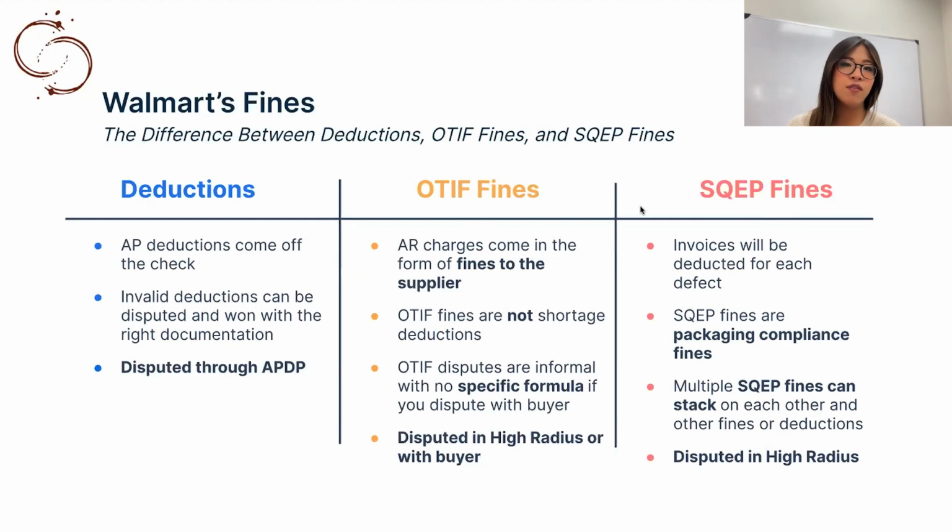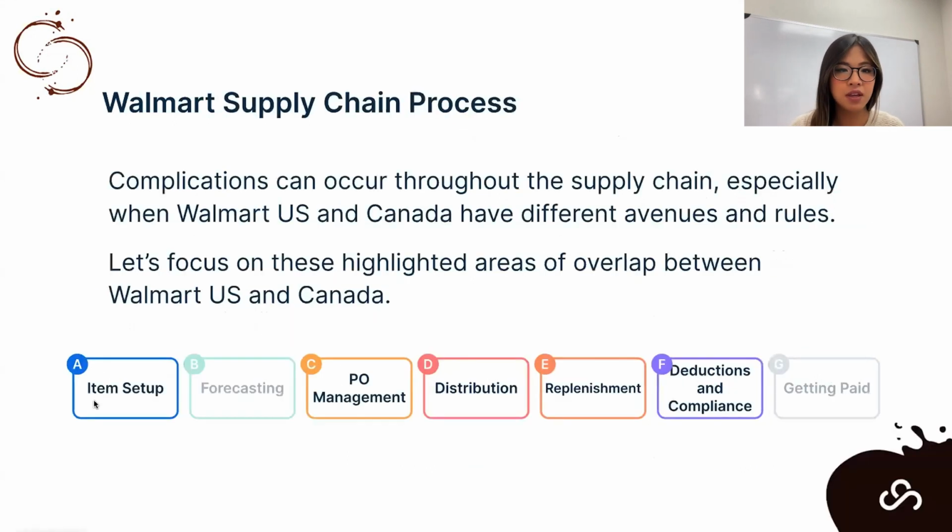Now, where OTIF fines and SQEP fines can sometimes get the lines a little bit blurred with deductions is because with these fines, Walmart will invoice you. If you don't pay that invoice, they'll automatically deduct it off of a future check, and so it looks like a deduction. You'll see it come across in APIS as a deduction, but it'll have something like a code 9000, and that's your indication that it was actually an OTIF fine that you didn't pay, and then they automatically deducted it. We won't get too far into OTIF and SQEP today, because we've got a lot of content on that on SupplierWiki, but I wanted to delineate, at a high level, the difference between these three different buckets.